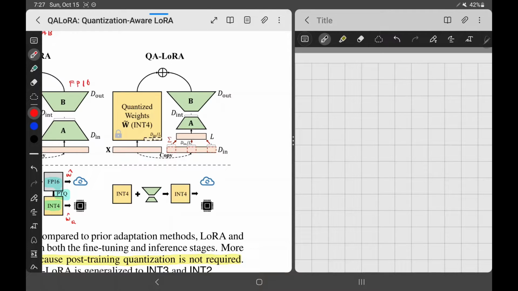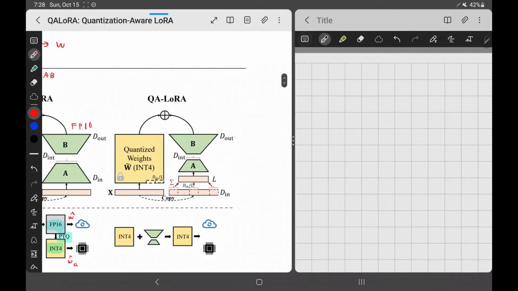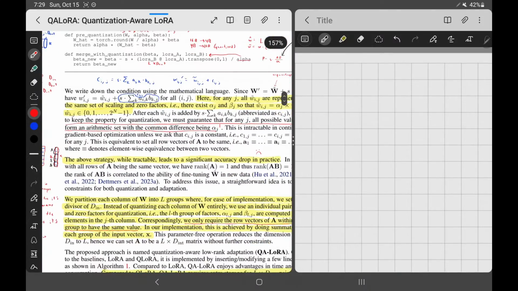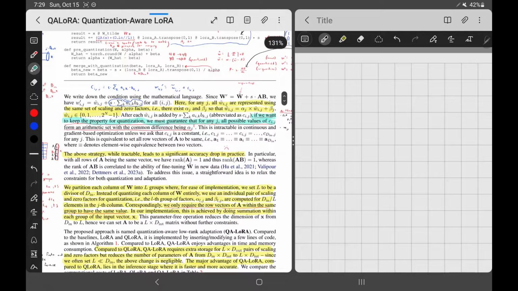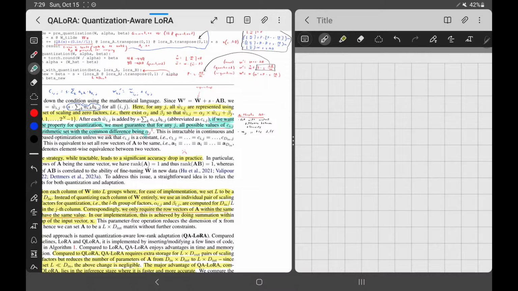Now, they mention that there's a problem with doing that. If you do that, and you want your A and B to be able to be merged, then this just doesn't work out. And the reason it doesn't is, as I say down here, this mess here. If we want to keep the property for quantization, we must guarantee that for any j, so for any of the outputs, all possible values of Cij, which is the output of the LoRa, form an arithmetic set with a common difference being alpha j. An arithmetic set is a set where each of the values has the same difference. So 1, 2, 3, 4, 5 is an arithmetic set with a difference of 1, and 1 would be alpha j.